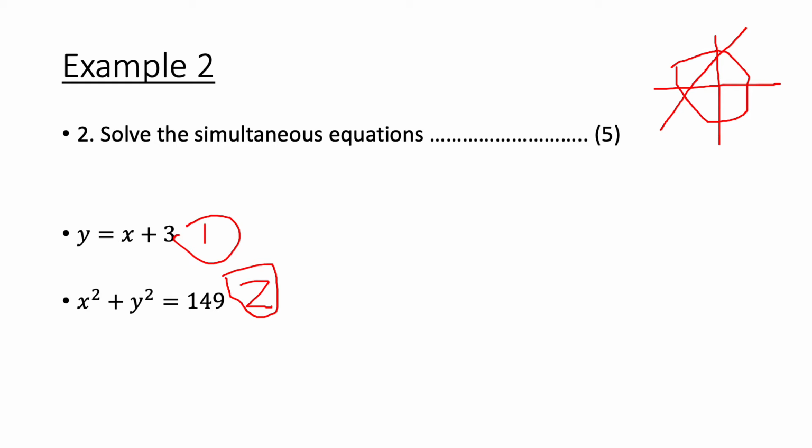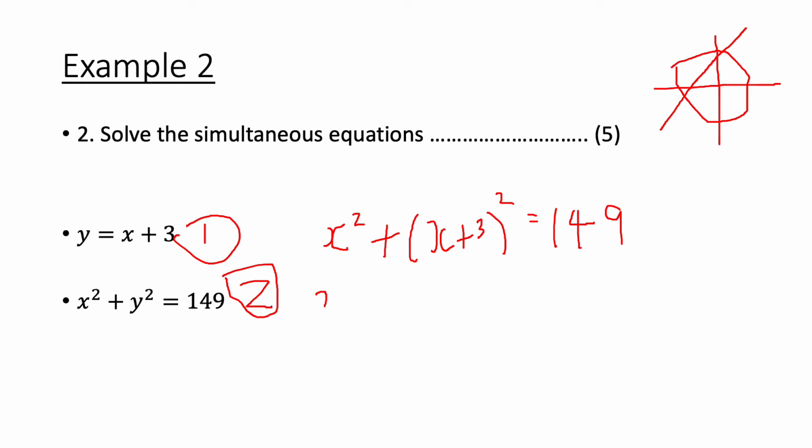So what I'm going to do is sub equation 1 into equation 2. So I'm going to have x squared plus (x plus 3) all squared is equal to 149. Okay, so I've just subbed equation 1 into equation 2. So I've replaced y with x plus 3. I'm now going to expand this and solve it.